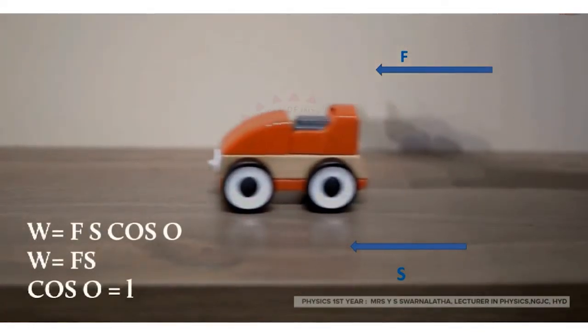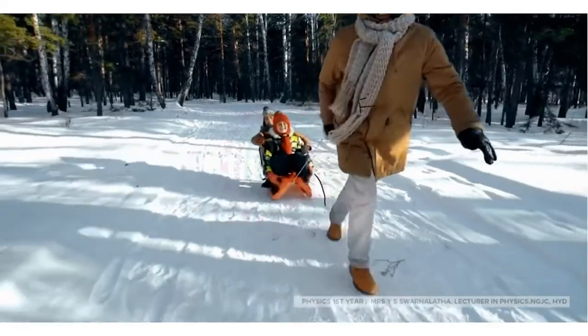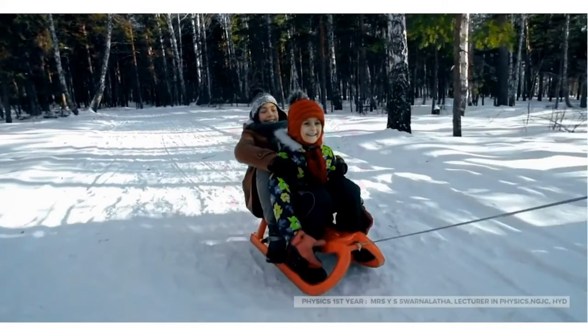If both force and displacement are in the same direction, then the angle between them is 0. That means W is equal to F dot S, Fs cos theta, where theta is 0. Therefore cos 0 is 1 and we'll get the formula W is equal to Fs. Now we'll see another example. Here observe the direction of force and displacement. Are they both in the same direction? No. Force and displacement are in different directions. So force is not in the direction of displacement.